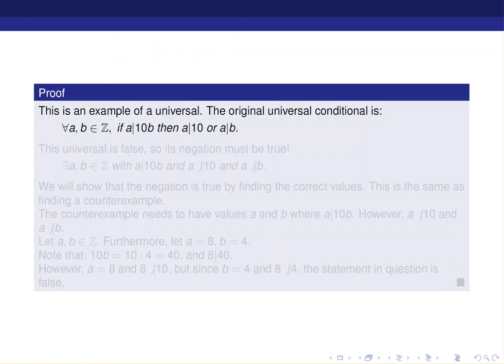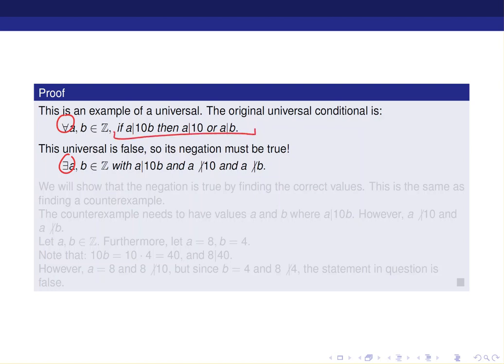In my proof, I'm reminding you that this is an example of a universal statement. The universal statement is saying that for every integers a and b, if a divides 10b, then a divides 10 or a divides b. In my case, I am saying that this statement is false. Well, what is the negation of the statement? The negation is that there exist a and b with a dividing 10b, a not dividing 10, and a not dividing b. Remember, when I am negating universals, I'm going to end up with existentials.